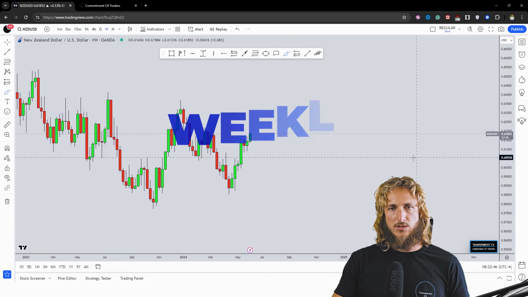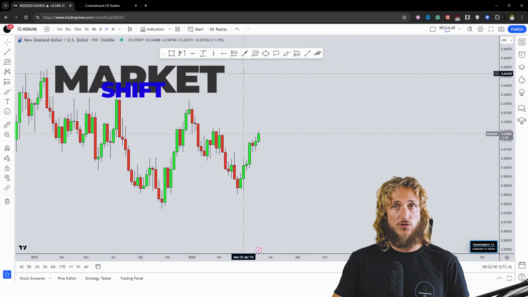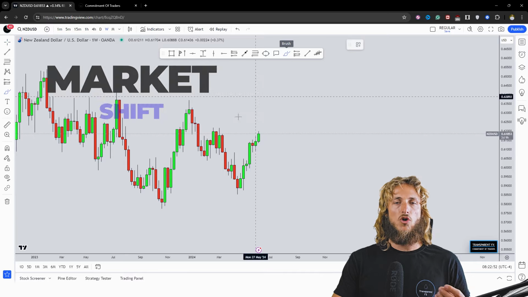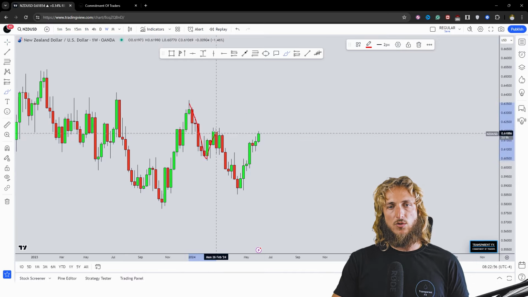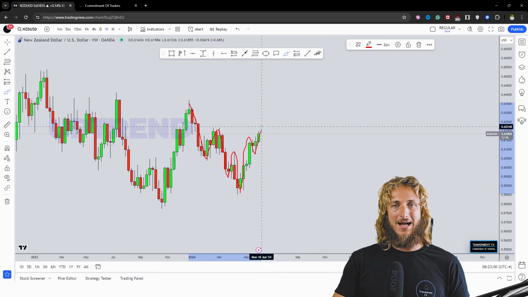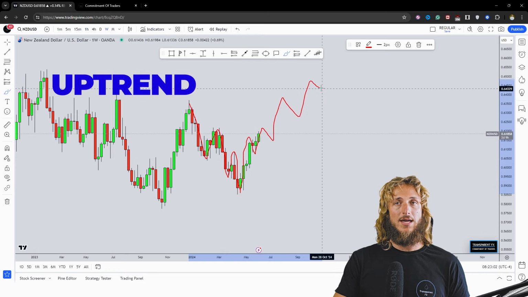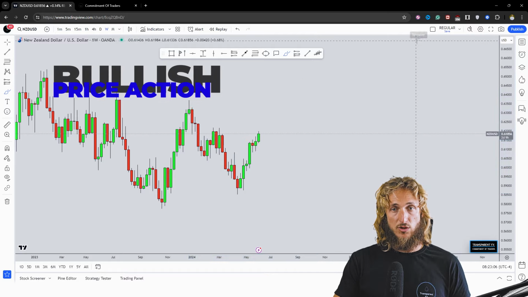Well, here in the weekly, the situation is quite clear as well. We can notice how we just had a shift of structure and of the trend from a bearish trend to now a bullish trend. In fact, the market went from creating lower lows and lower highs to now creating higher highs and higher lows. So in a situation like this, we could expect more bullish price action to be created away from this level.